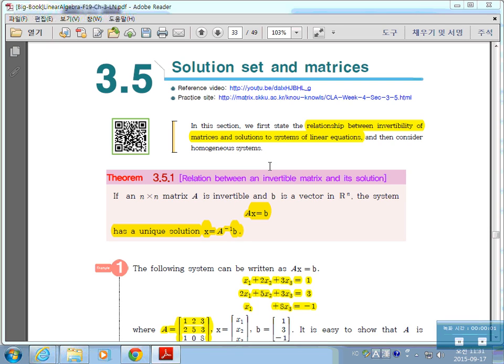Okay, now we're going to use the terminology and the knowledge and the facts that we have learned in earlier sections in chapter 3, including the subspaces and the lines and planes, etc. Linear independence. Okay, section 3.5, solution sets and matrices. In this section, we state the relationship between invertibility of matrices and solutions to systems of linear equations.